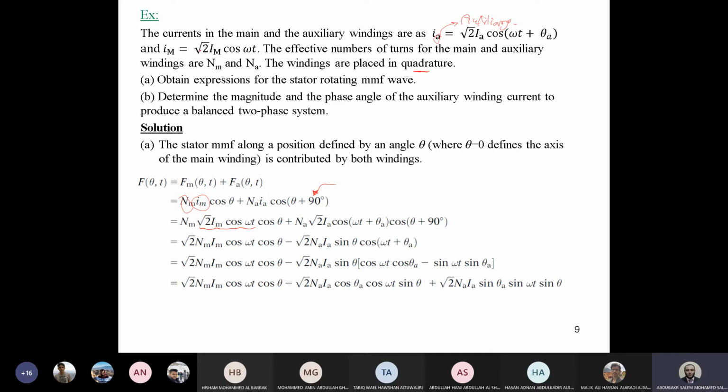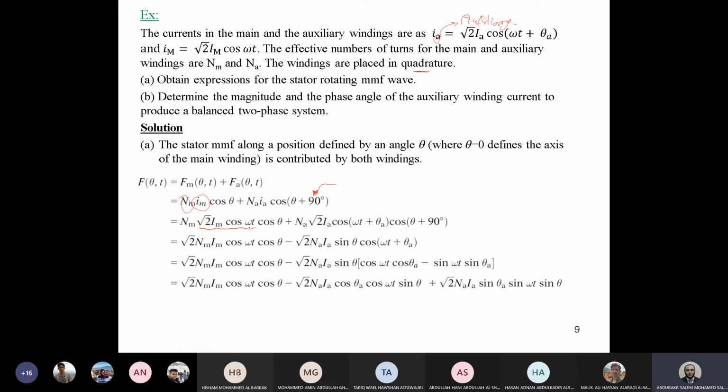Okay, and square root of 2 multiplied by I RMS. M here is a subscript for main, not for maximum. Okay, so here this is the I RMS value. So N main multiplied by square root of 2 I main RMS cosine omega t cosine theta.